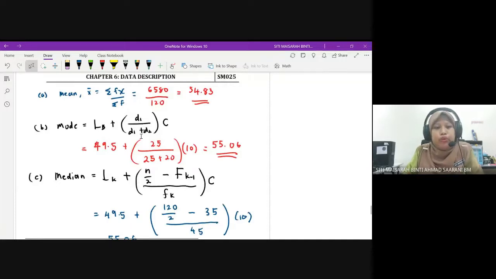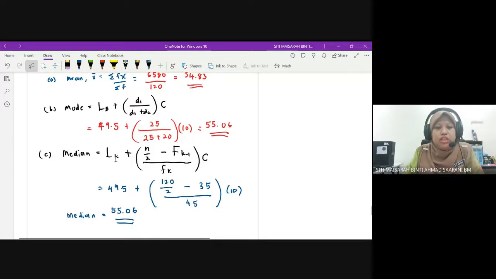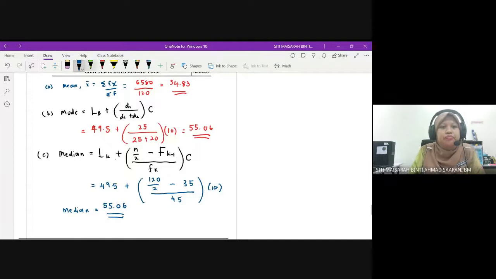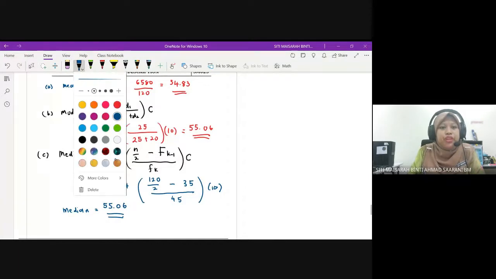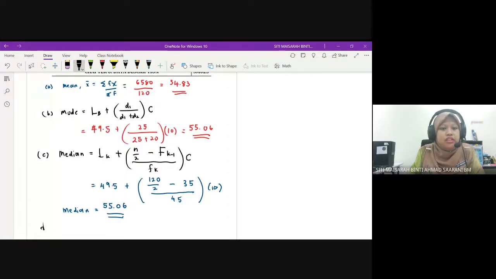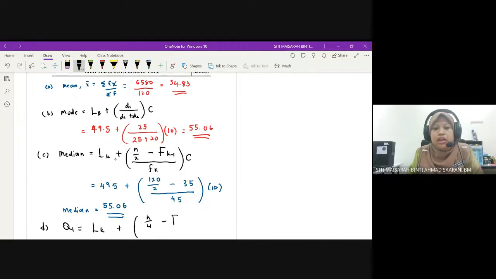Then we continue with the first quartile. First quartile is Q1. The formula is similar to the median, but we change n/2 to n/4. So Q1 is LK plus n/4 minus FK minus 1, over FK, multiplied by C.